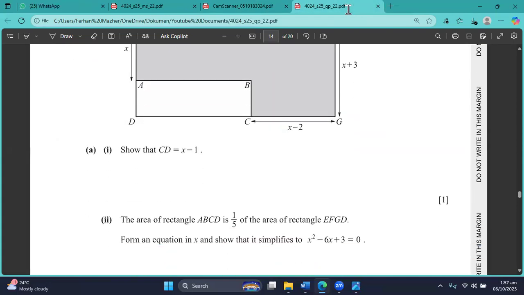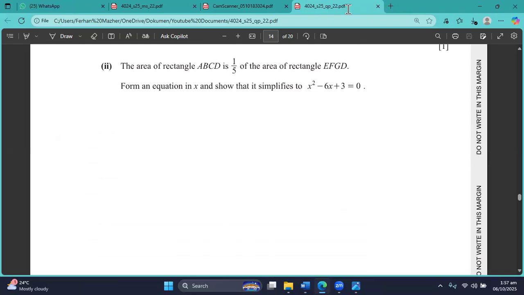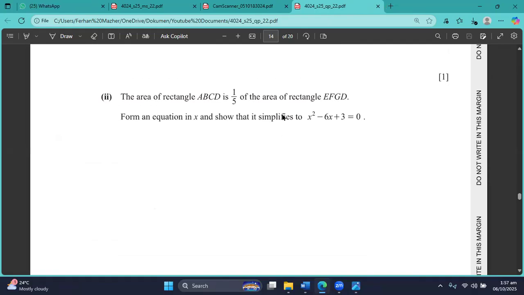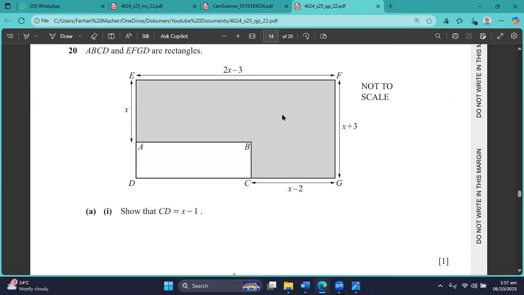Okay, then we have the question number 20A, second part. He says the area of the rectangle ABCD, which is that small rectangle there, is 1/5 of the area of the whole thing, EFGD. Form an equation in x and show that it simplifies to this. Okay, one thing is very important. So the area of this rectangle is equal to 1/5 of the area of this whole thing.